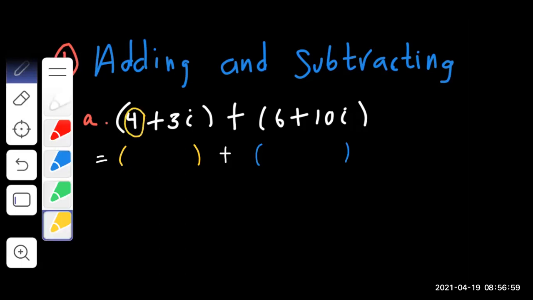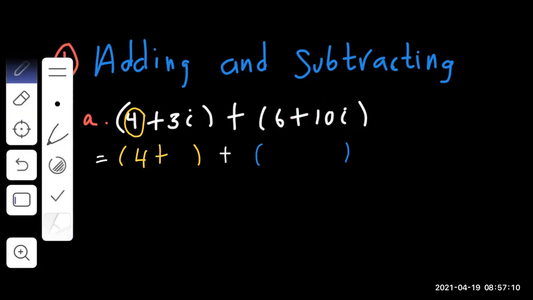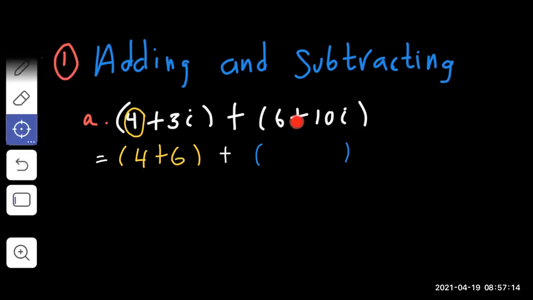4. Thank you, Luis. It's 4. Okay, let's copy 4. What is the real part for the second number? 6. Okay, I'm just gonna group it. It's positive. Both of them are positive. Okay, I just group them. Real part with real part.